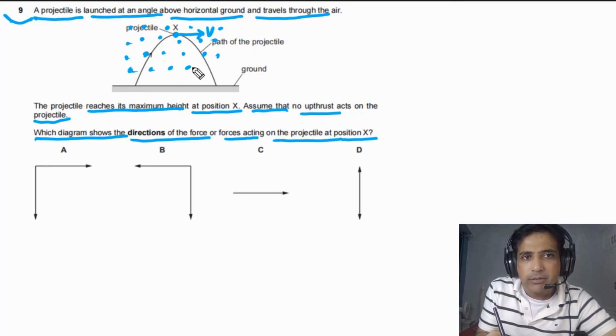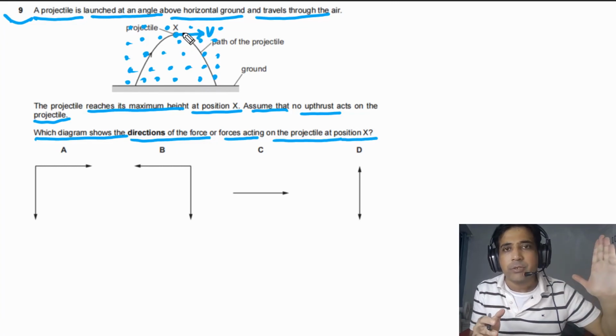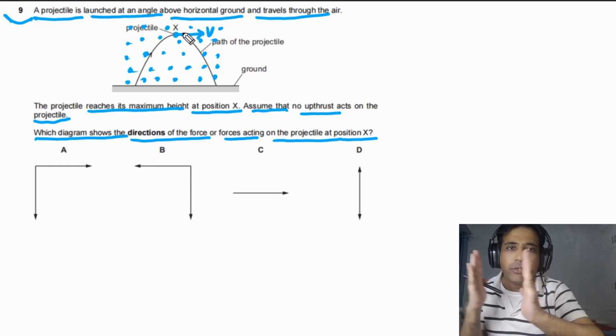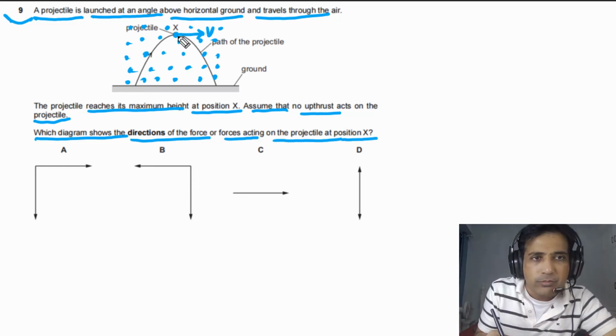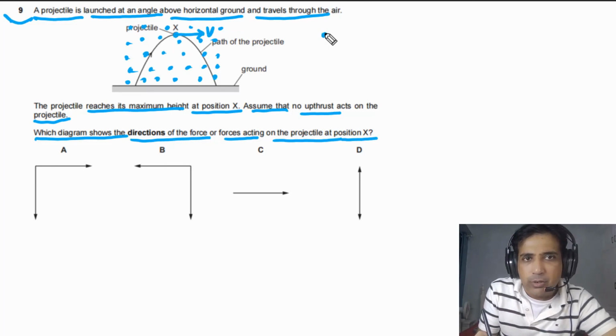Now if the ball is moving to the right, it will hit particles to the right, and air particles will hit this ball to the left. So it simply means that there will be air resistance to the left. So we have one force that is acting to the left. We can draw forces here. This is the force due to air resistance that is acting on the projectile to the left. So this is air resistance.